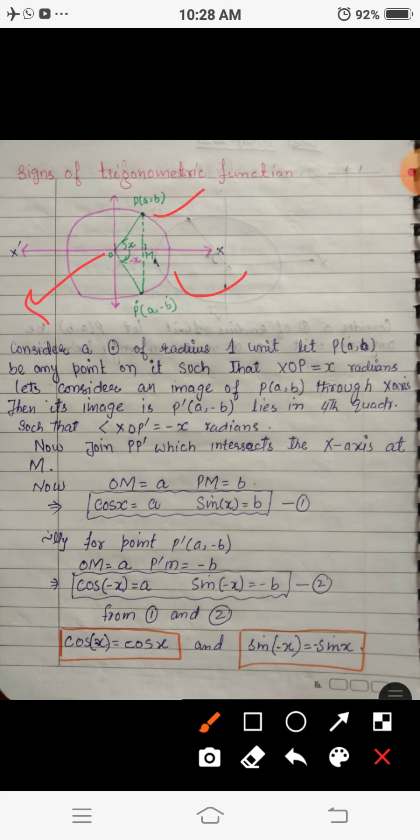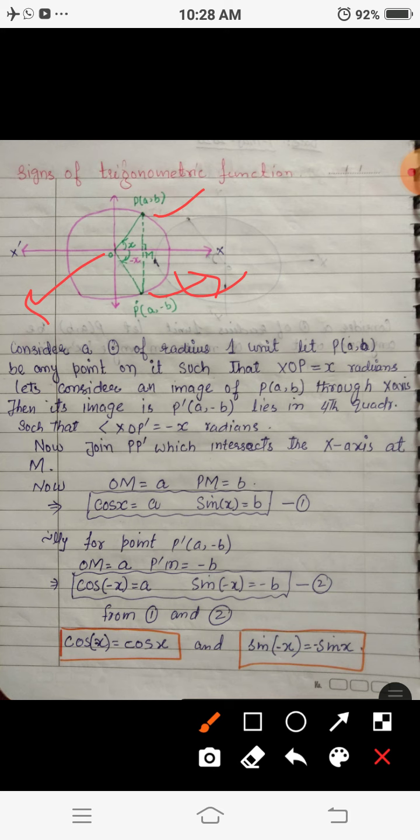Now if we consider the image of this point P(a, b) through the x-axis, then clearly its image is this point P'. So the coordinates of this point are clearly (a, -b), because here x remains the same. The only thing that changes is the sign of the y coordinate, that is b.